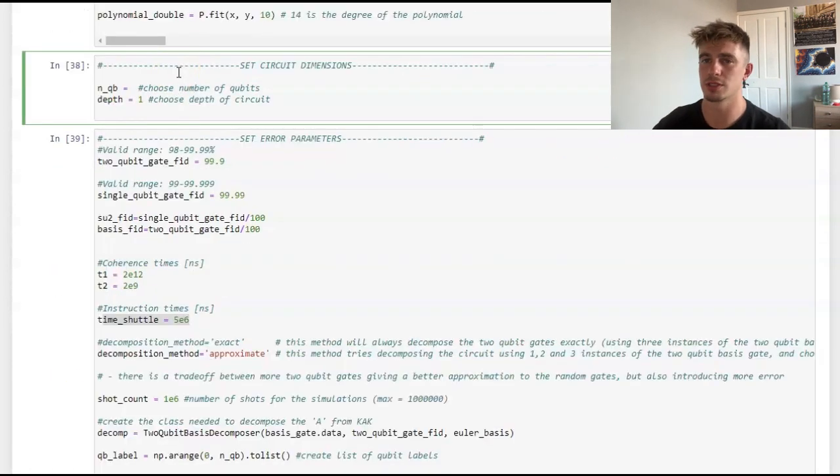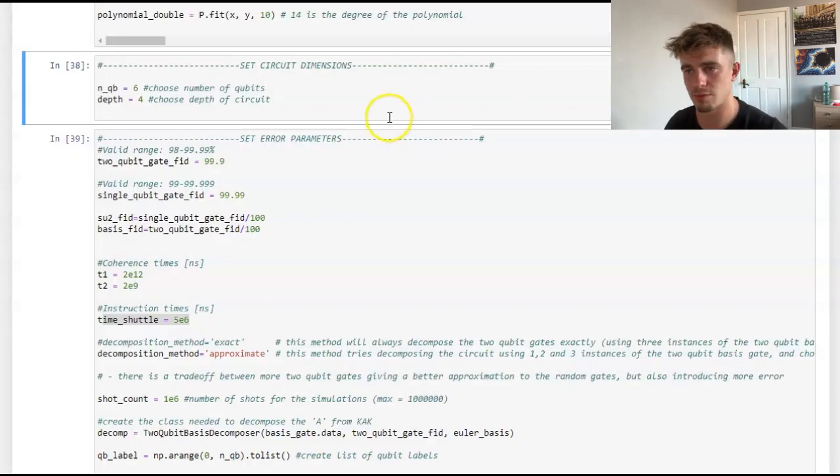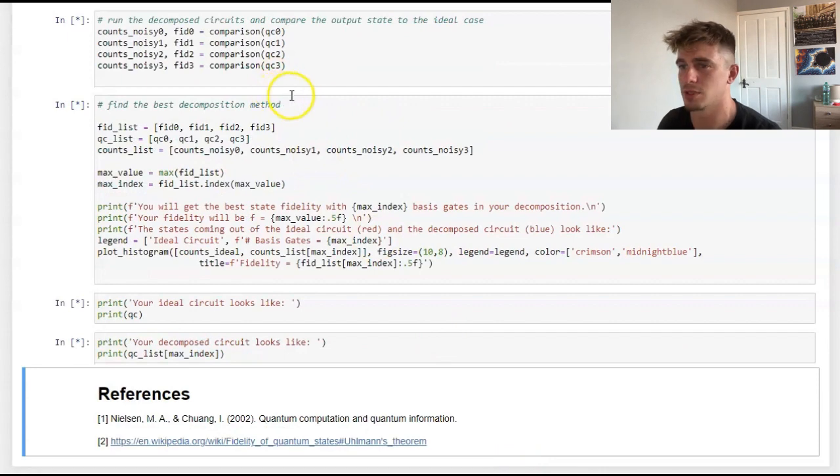Hopefully that first little example made sense of just using 2 qubits and a depth of 1. So now let's see what happens. Let's say I up to 6 qubits and I have a depth of 4. So now what's going to happen is I'm going to randomly pair these 6 qubits together, implement a random 2-qubit gate, decompose it, run the circuits, and then I'm going to do that 4 times. That's what depth of 4 means. So let's run the full thing and see what we get out.